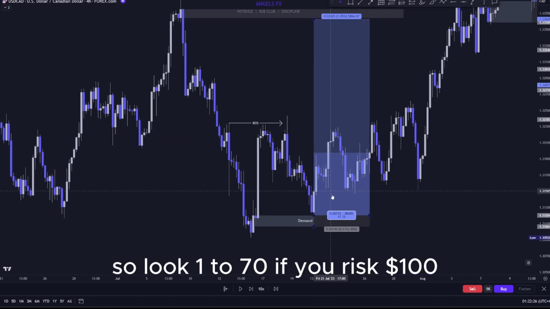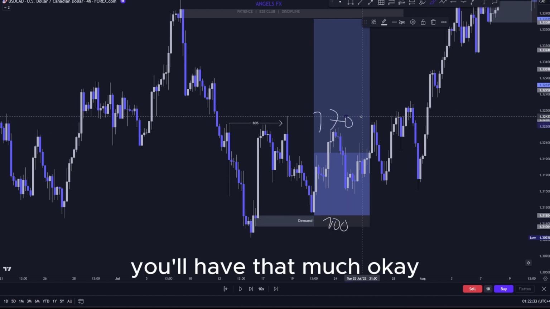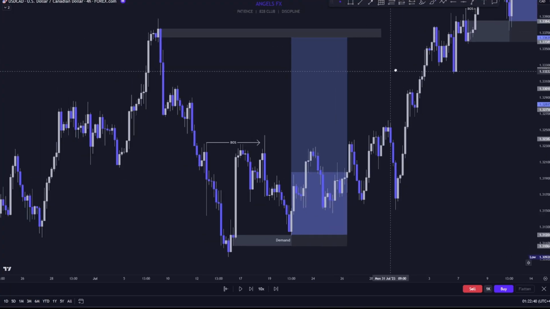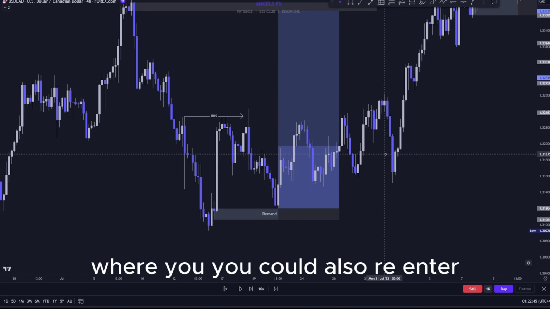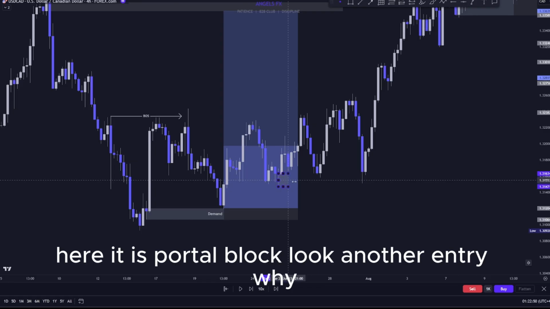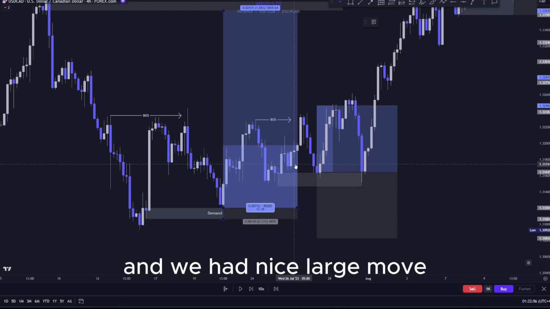So look, 1 to 17. If you risk $100, you would have that much. 1900 is our take profit. So this is really nice. You could also re-enter here at this order block. Look, another entry. Why? Because we broke the structure here and we had a nice large move.